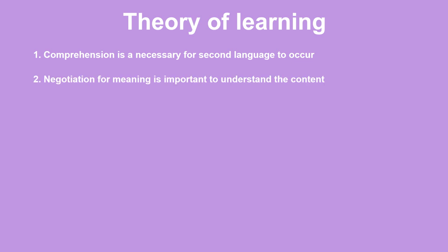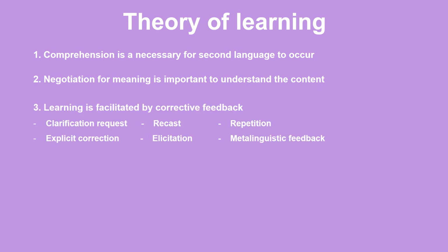Theory of learning. Comprehension is a necessary condition for second language learning to occur. Negotiation for meaning is important to understand the content. This refers to the collaboration of both teachers and learners in understanding content. Learning is facilitated by corrective feedback, clarification request, recast, repetition, explicit correction, elicitation, and metalinguistic feedback.